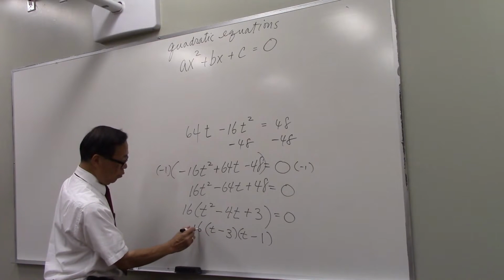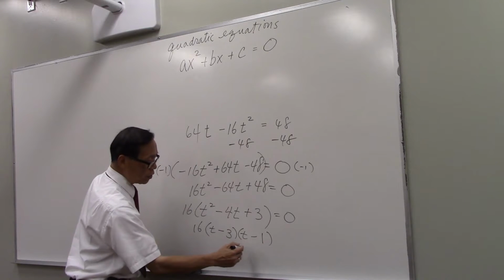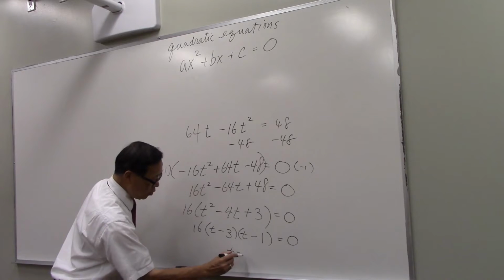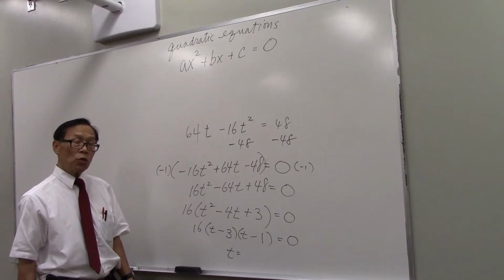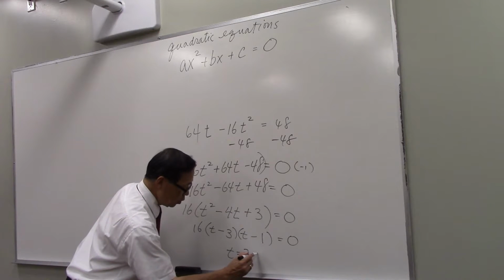So this number wouldn't matter, because once we get it to be 0, the equation will be true. So as any student studying this would know, the answer will be t equals 3 seconds and t equals 1 second.